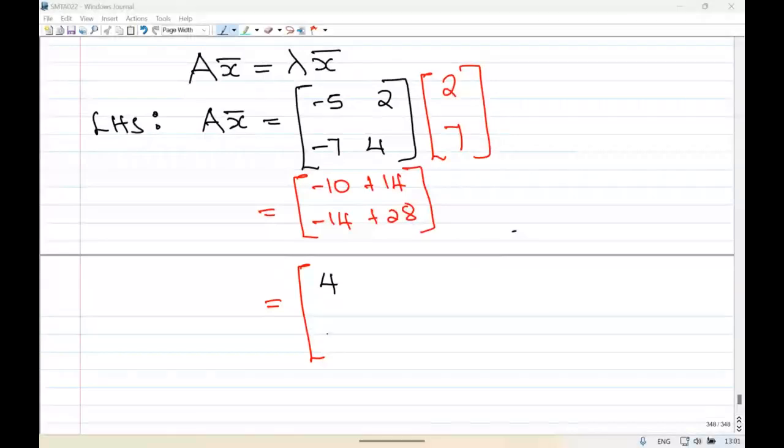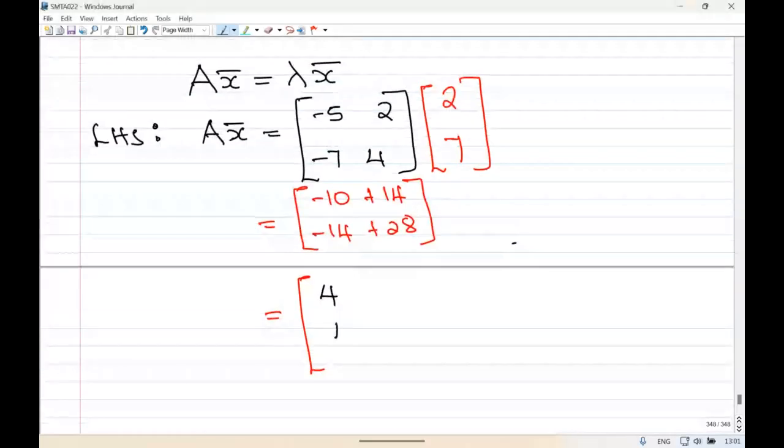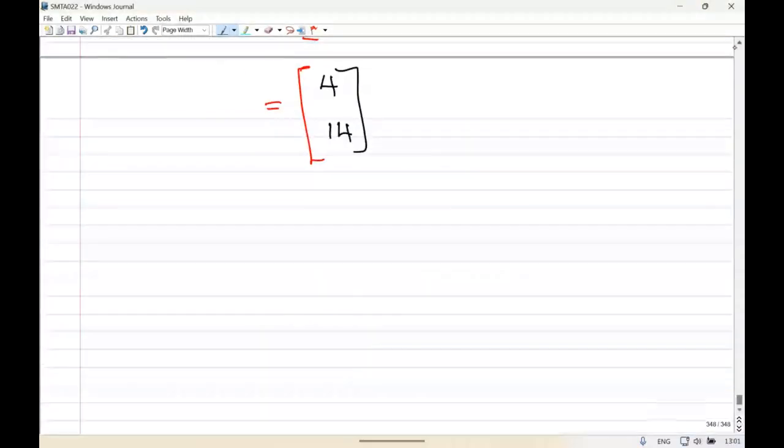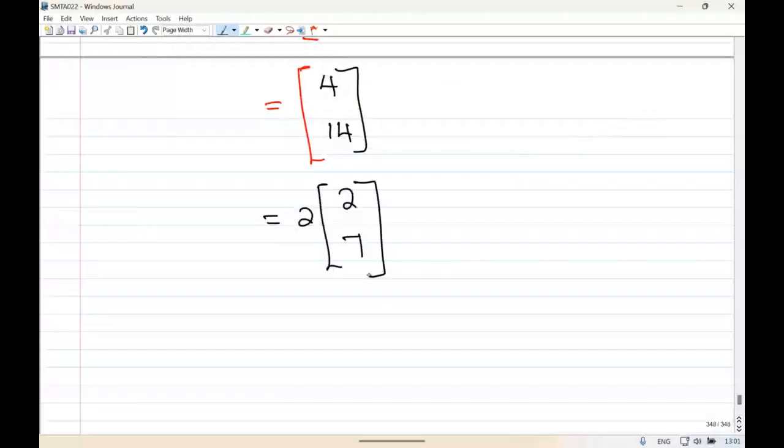Is it 14? Yes. So if it's 14, you can take out the common factor on this. When you take out the common factor, it is 2 into 2 and 7. Do you see it? Yes. And I can say this multiplied by this.